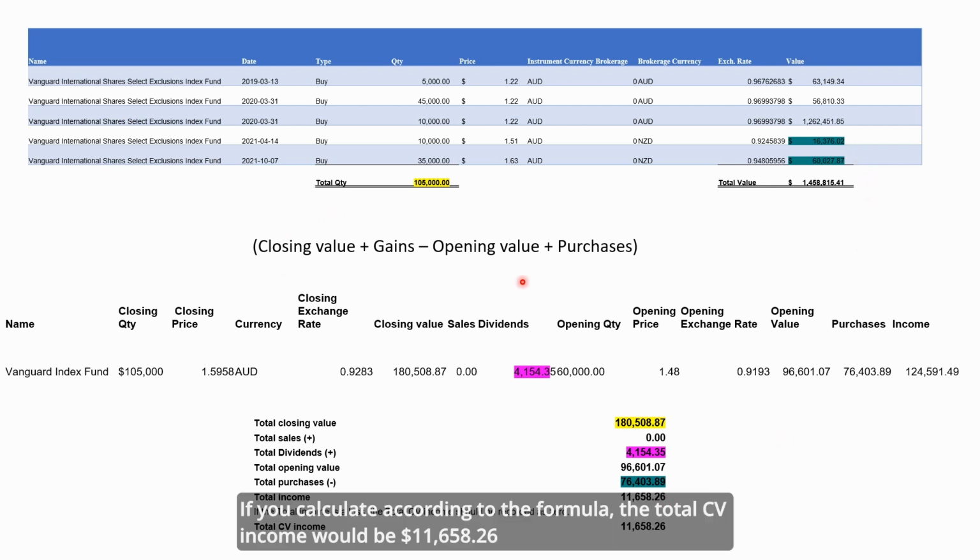So if you use all the formula, the closing value plus the gain minus opening value plus the purchase, the total CV income that you have is $11,658.26.